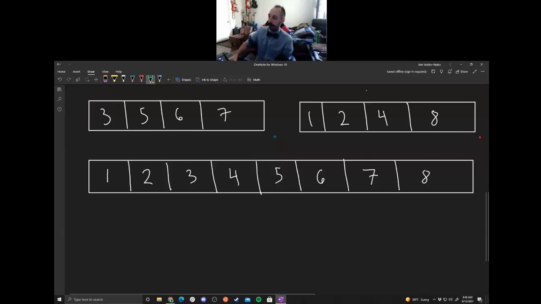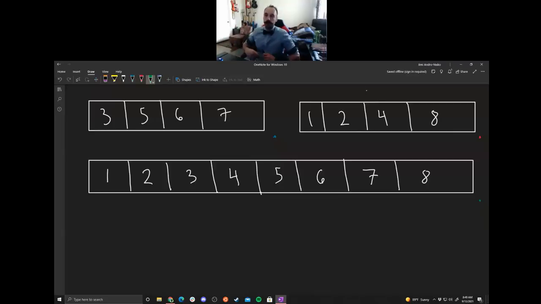Now, potentially, if everything in that right array was larger than the left array, then all the left array elements would have been copied in, and the blue counter would go beyond that array's bounds, and then we would just copy everything from the red, from that second array, over just like that.